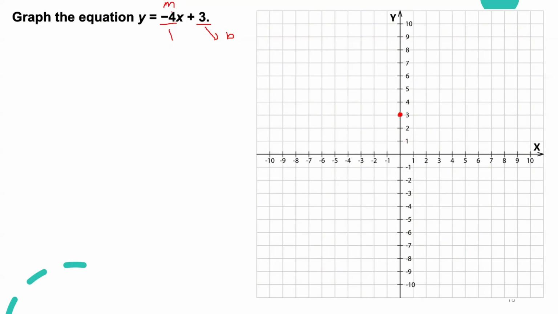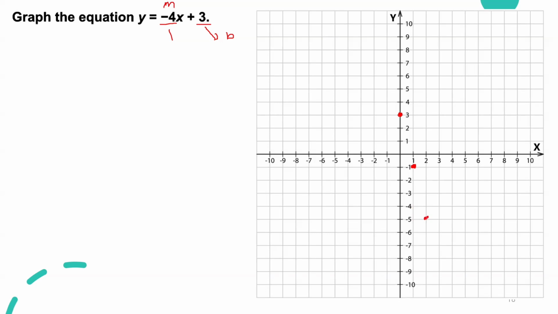All right, now that I put this over 1, I am going to go down on my y-axis, the reason being because my numerator is negative. So on my y-axis, I'm going to go down 4 units. So it's 1, 2, 3, 4. So it's right here. If I go down 4, my 1 is positive, meaning that I'm going to run 1 to the right. Also, I can go down another 4 to get an additional point. So it's 1, 2, 3, 4, and then I run 1 to my right.